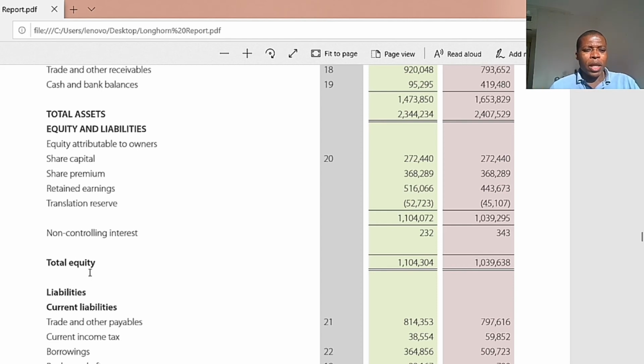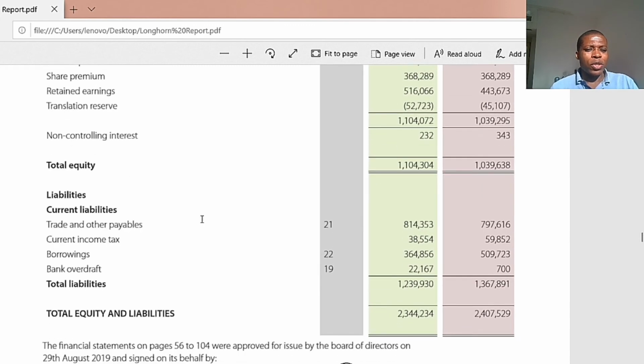So translation reserve, this is mainly because of the publishing company, because mainly this is not always presented to other balance sheet. So non-controlling interest, this is like the minority interest. This is most of the time not always a big figure, so you shouldn't mind about it.